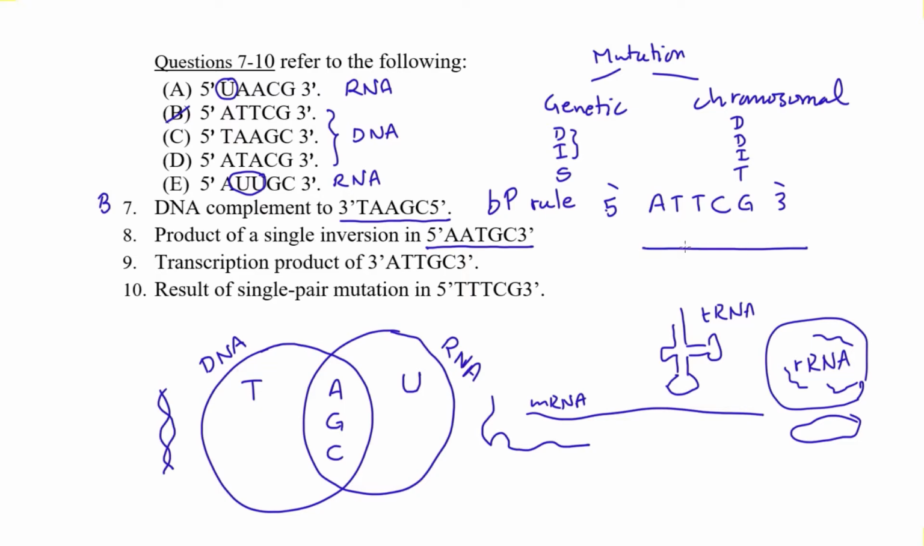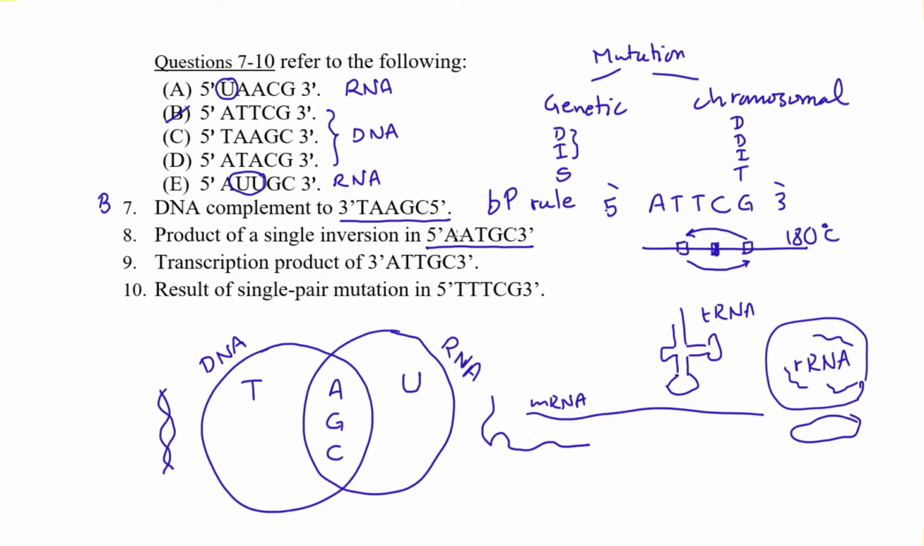Look, you have here a nucleotide and here another nucleotide. Here in the middle, we have a third nucleotide. Inversion means to change or exchange places by 180 degrees. So they are inverted, a left becomes right, or a right becomes left, something like a mirror-like formation. So the product of single inversion here, AATGC. Let's compare ATT.